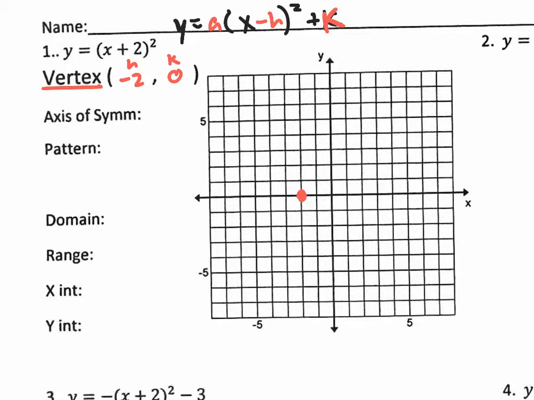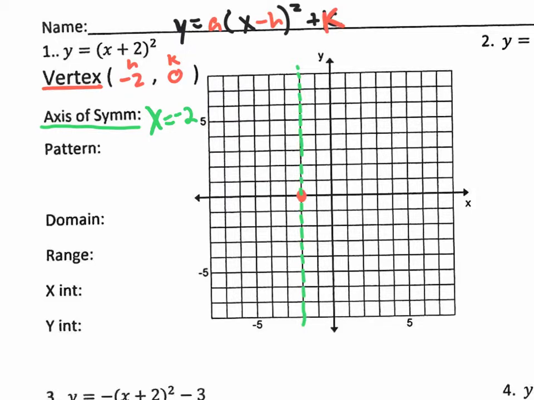on graphing is to draw your axis of symmetry. And I'm also asking for the axis of symmetry equation. You get another point for stating that axis of symmetry equation. What is it? X equals negative 2.